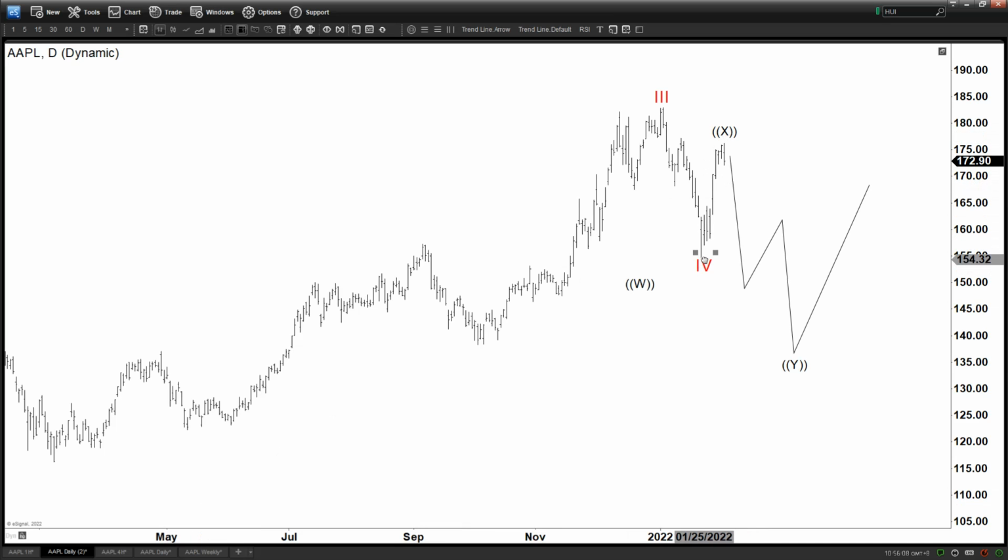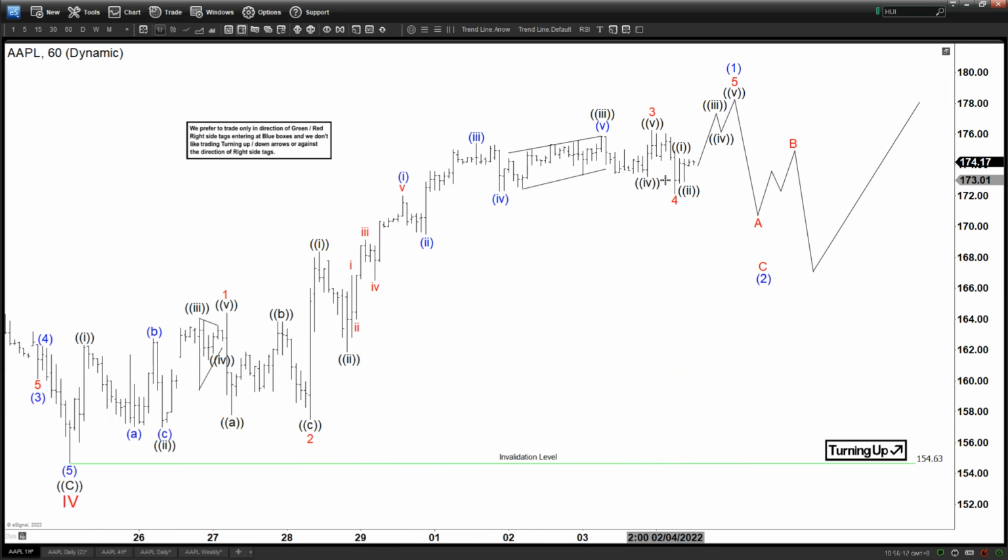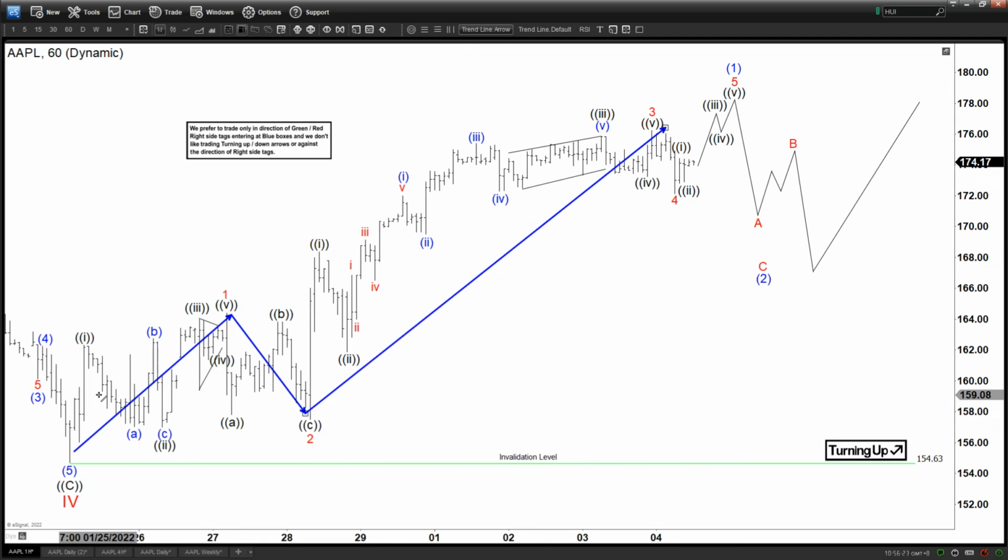Now, in the alternate scenario, if this is going to happen, then if we go back to the 1 hour chart, this could be, for example, instead of 1, 2, 3, an ABC. Remember, ABC and 1, 2, 3 are the same structure, 5, 3, 5, right? So this could be ABC, this could be W, this could be X, and we can go down, right? So that's one possible alternate.